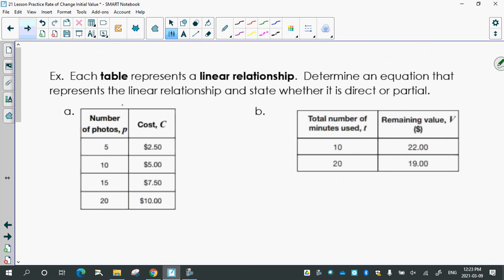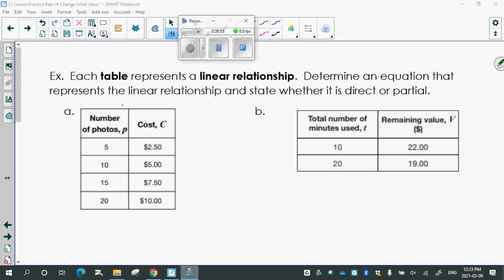Okay. Each table represents a linear relationship. Describe an equation that represents the linear relationship and state whether it's direct or partial. So to get the equation, you need to know M and B. Okay? So you should be looking at each chart and thinking, I want to find M, and then I want to find B, and then I'll know the equation, and once I find B, I'll know whether it's direct or partial. Okay? I'll give you some time.